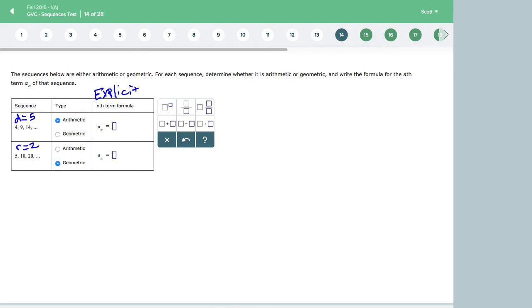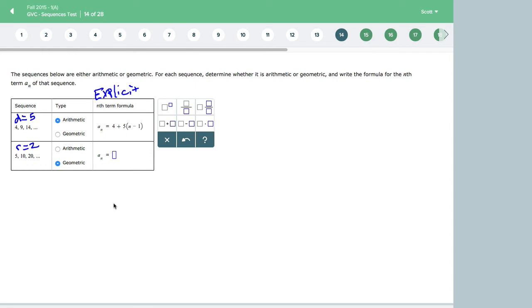Okay, so what can we do with the explicit formula? If we look at the arithmetic sequence, a sub n equals a sub 1 plus d. What's our a sub 1? It's 4. What is d? d is 5. And then we just have the parentheses n minus 1. And we just type it just like we see it, because we're finding the nth term.